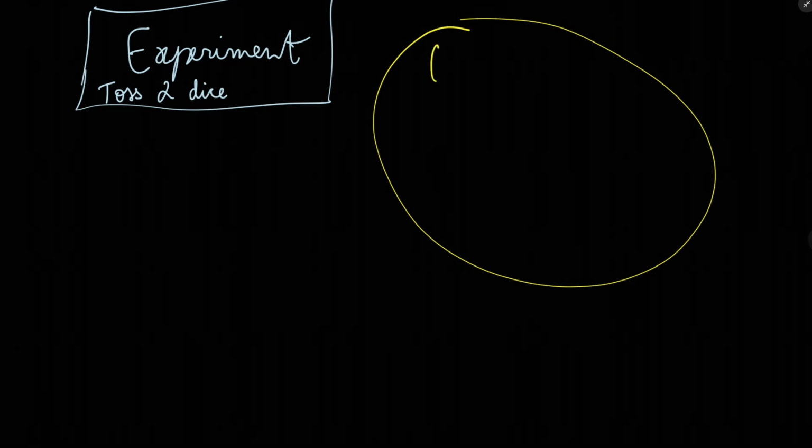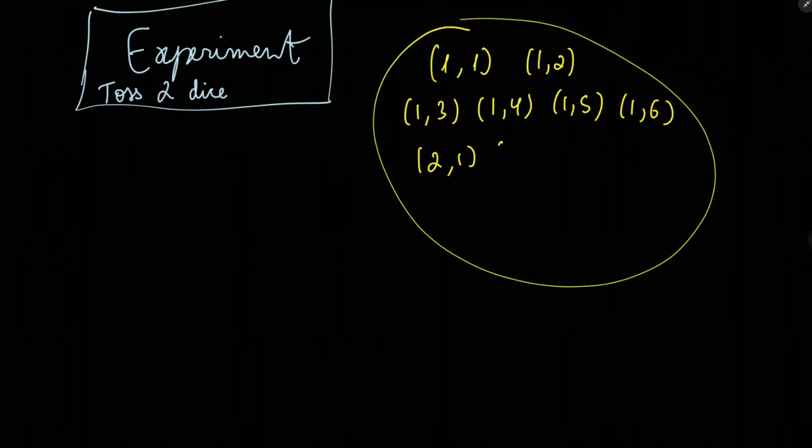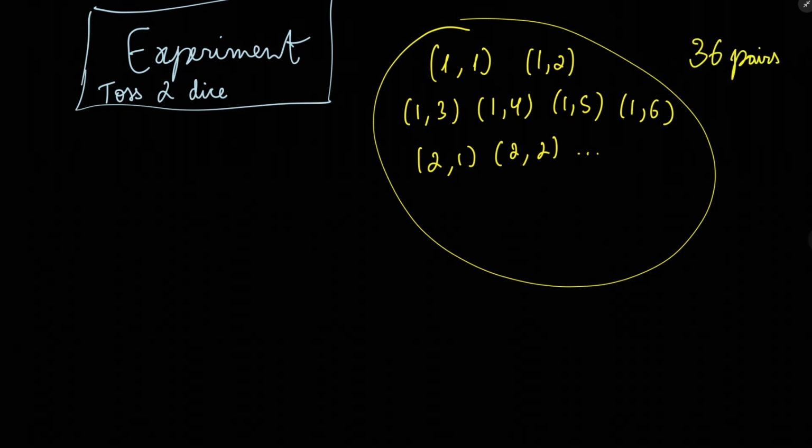For example, we have pair 1 and 1. So the first number in this ordered pair is the first toss, the second number is the second toss. We could have 1, 2, 1, 3, 1, 4, 1, 5, 1, 6. Then you would have 2, 1, 2, 2, etc. I'm not going to write every single one of them, but you get the point. So we have 36 pairs. We can call them ij.